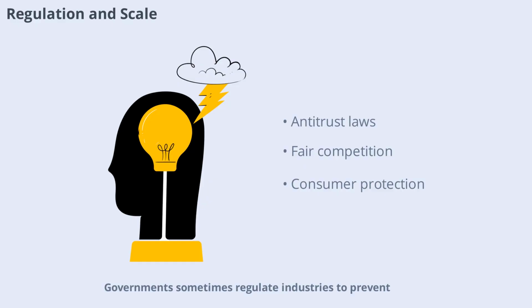Governments sometimes regulate industries to prevent excessive market power from large firms. Antitrust laws and competition policies aim to ensure a level playing field and protect consumers from monopolistic practices.